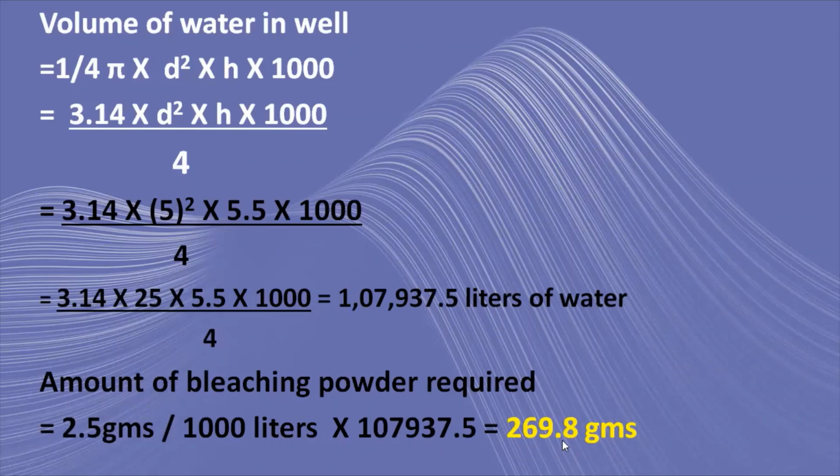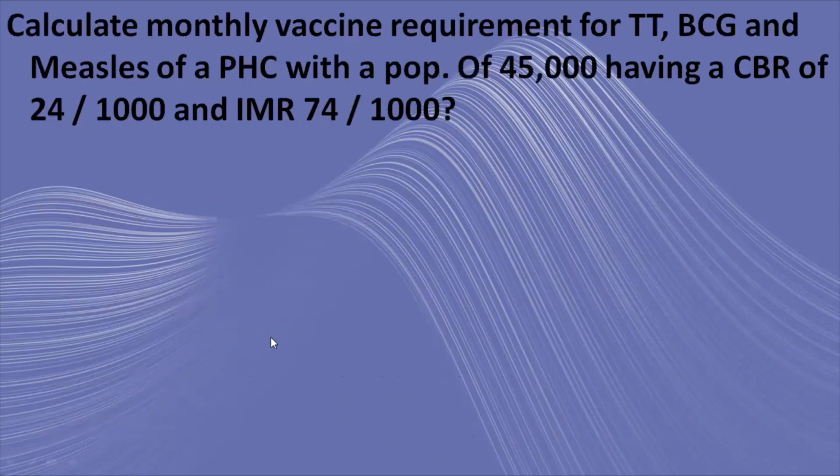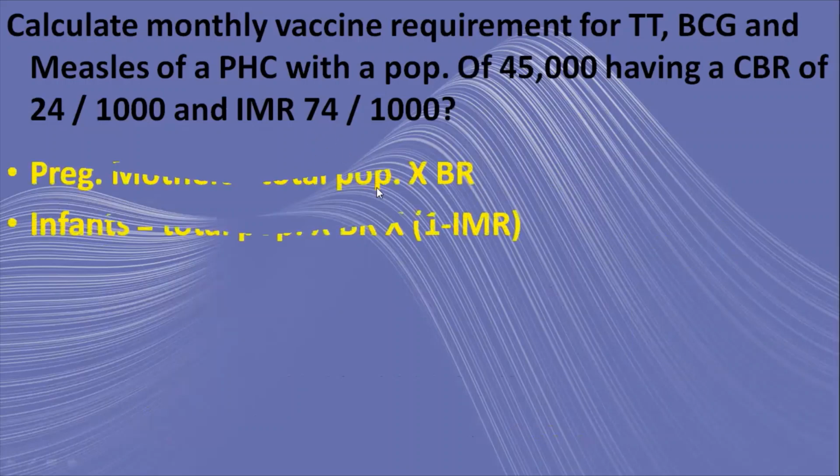So it is around 269 or 270 grams of bleaching powder required to disinfect the well. Please don't confuse the height of the water in the well with the height of the well. Now next is to calculate the monthly vaccine requirement of tetanus toxoid, BCG and measles of a PHC with a population of 45,000, having a crude birth rate of 24 per thousand population and infant mortality rate of 74 per thousand population.